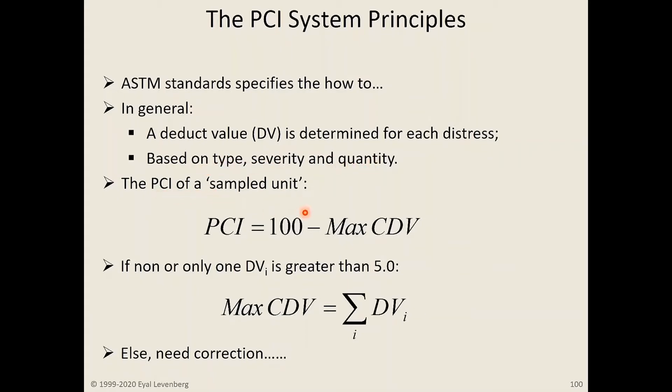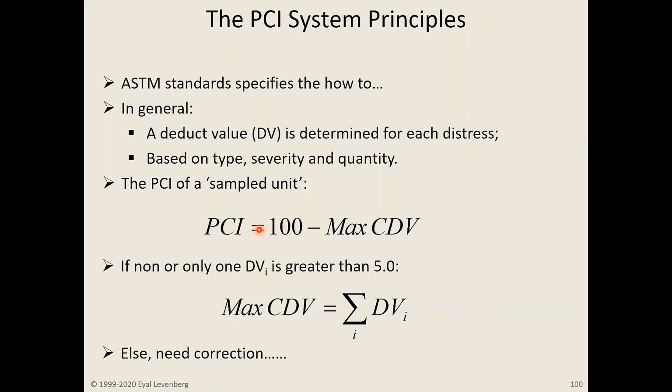Now, for the PCI of any sampled unit, according to the procedure, we don't have to sample all the units in our pavement system. But for a given sample unit, what we do is we take 100 and we remove from that the maximum CDV, which means the sum of all the deduct values that are less than 5 except for 1. So the maximum CDV is then subtracted from 100, and then we get the pavement condition index of that unit.